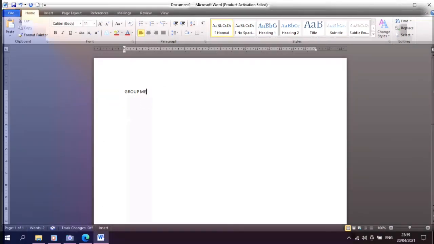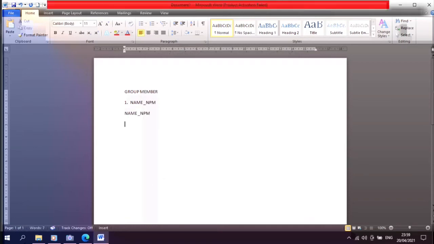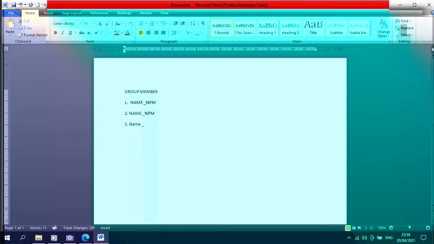Okay, group members. For member 1, please write your name and your NPM. The second member's name and also NPM. This is the second member. And then the third member's name and also NPM. Name and NPM.